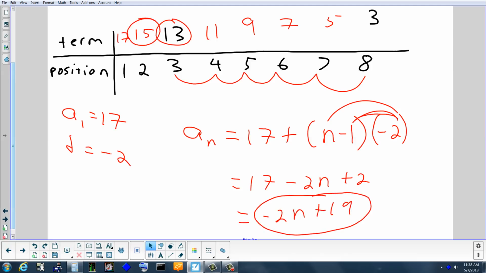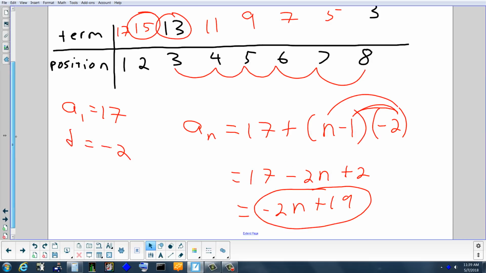So the formula should be to find a term in a specific spot, double the spot, negate it, and then add 19. So let's try the fifth one. What's negative 2 times 5? Negative 10 plus 19? 9. Perfect. Okay, usually I check it in a couple spots, but that seems pretty good. Okay, any question on that?